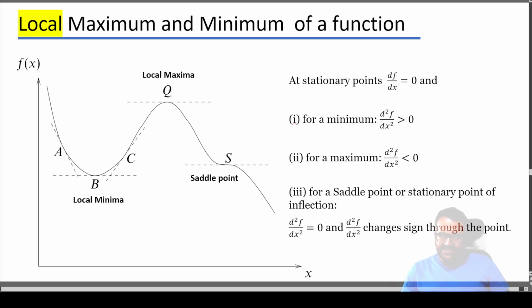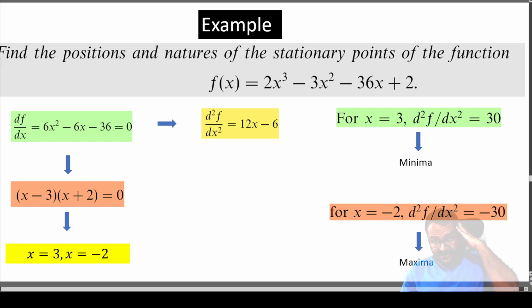Okay guys, minimum, maximum, definitions of saddle point. You just check whether you got it or not. Find the positions and nature of the stationary points of the function. This is a one-dimensional problem: 2x cubed minus 3x squared minus 36x plus 2. You take the first derivative, df/dx, and make this 0. So you get x equals 3 and x equals minus 2. At these 2 points, your df/dx will be 0. That means at these 2 points, you will have either maxima or minima.